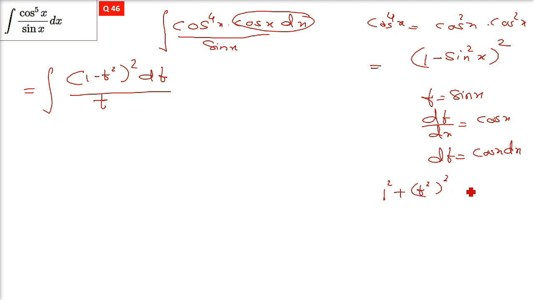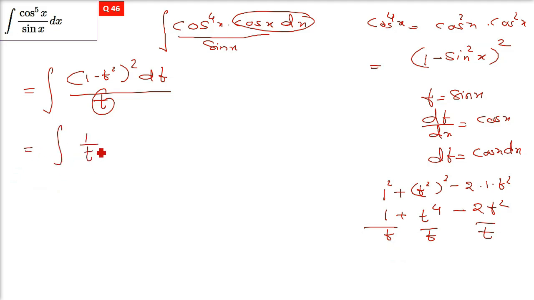So (1 - t square) whole square minus 2 into 1 into t square. So this will form 1 plus t raised 4 minus 2 into t square. There is t in the denominator, so let's put this t in the denominator. 1 by t will directly give you log, so we don't have to do anything with that. So let us separate them out and then integrate.